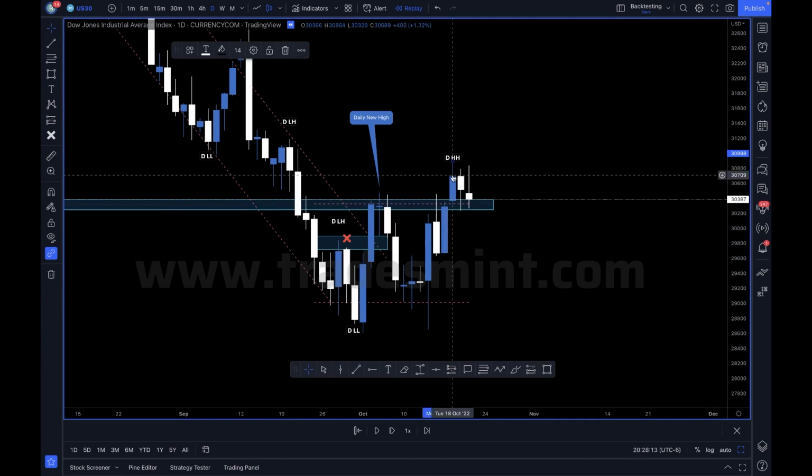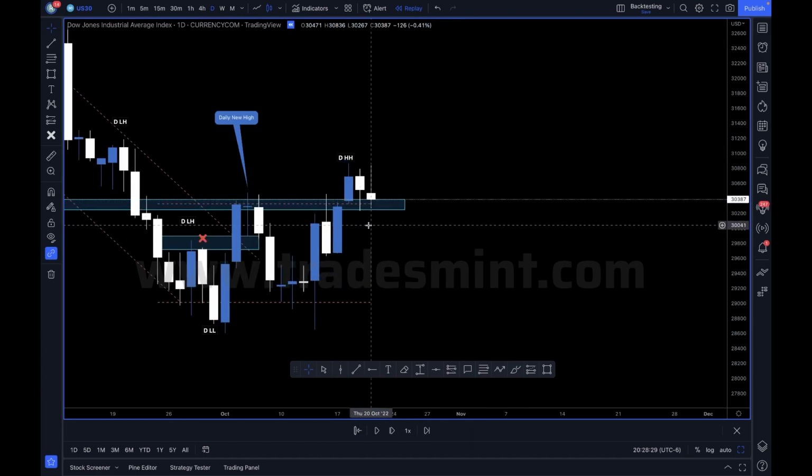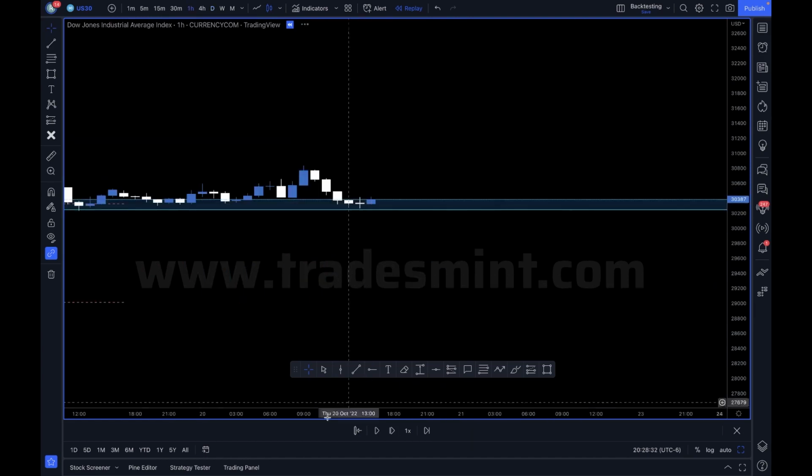Price broke through, and remember, when it breaks through an area where there's a lot of sell pressure at one point, that means that supply, that pressure, is no longer there. So those aggressive buyers can now push the market up. So we have this zone. Now we're going to go to the lower time frame.